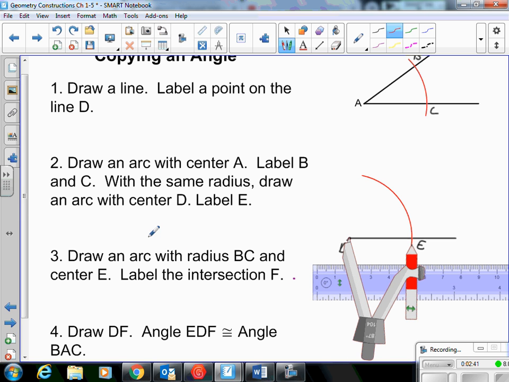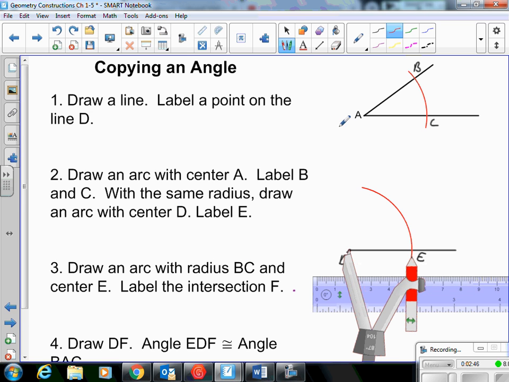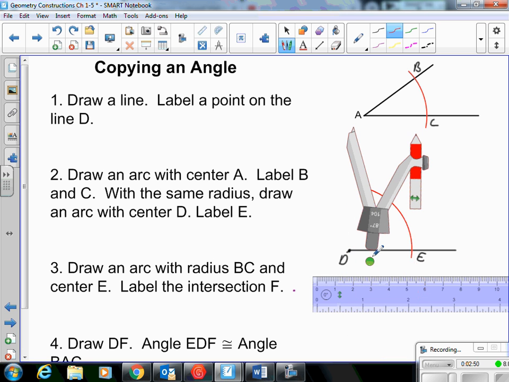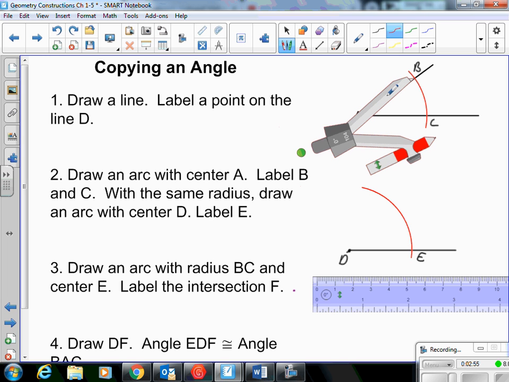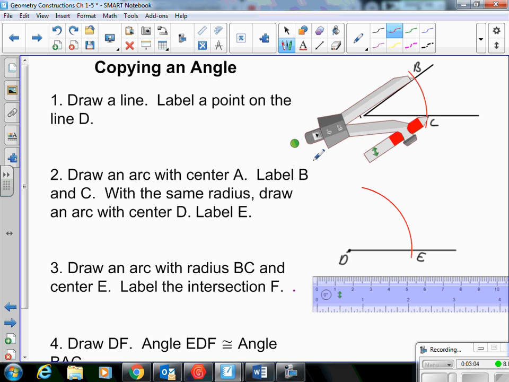All right, so then the next step says draw an arc with a radius of BC. So here's BC here. So that means we're going to take our compass and measure the distance between B and C. So point of the compass on B, close the compass so it matches up with C. So our compass has opened the distance between B and C.